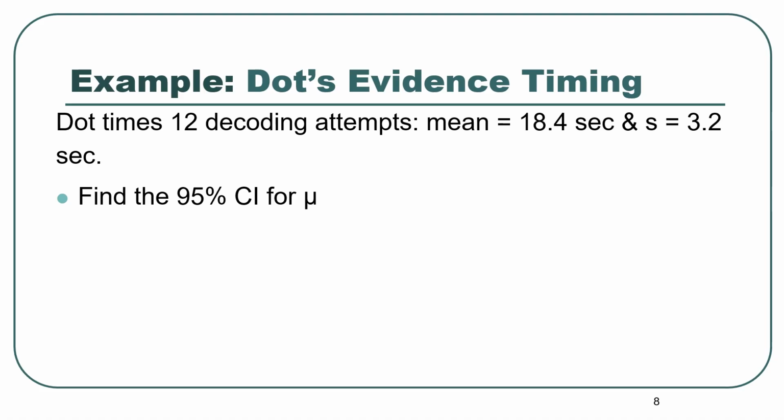This is a small sample with unknown sigma, perfect for the t interval. And because n is small, smaller than 30, we need to assume normality. This example we have seen in lecture 16, when Dot was trying to estimate the decoding time for her coding attempts. She had a sample of 12 decoding attempts with a mean time equal to 18.4 seconds, and S, the standard deviation from these 12 attempts, was only 3.2 seconds, and she wanted to find the 95% confidence interval for mu, the true mean of decoding time for her attempts.